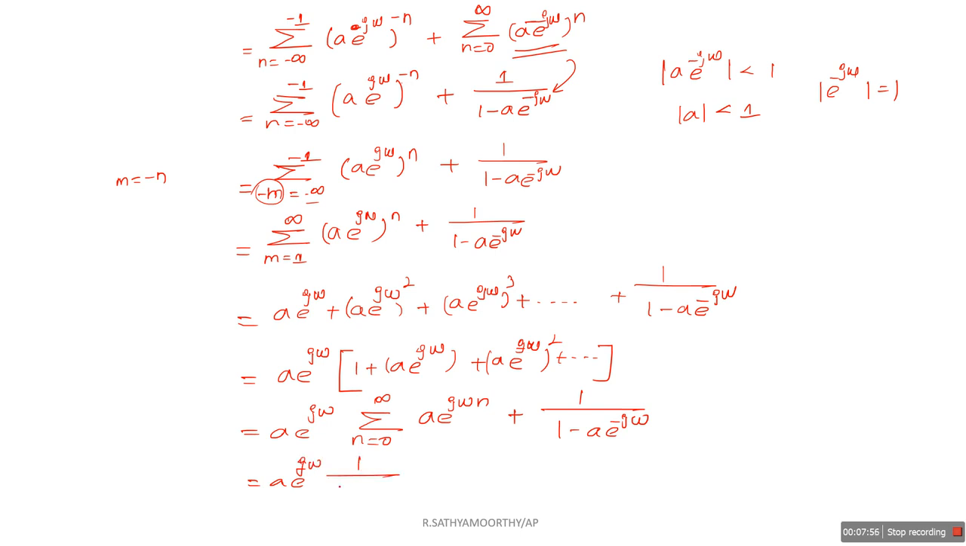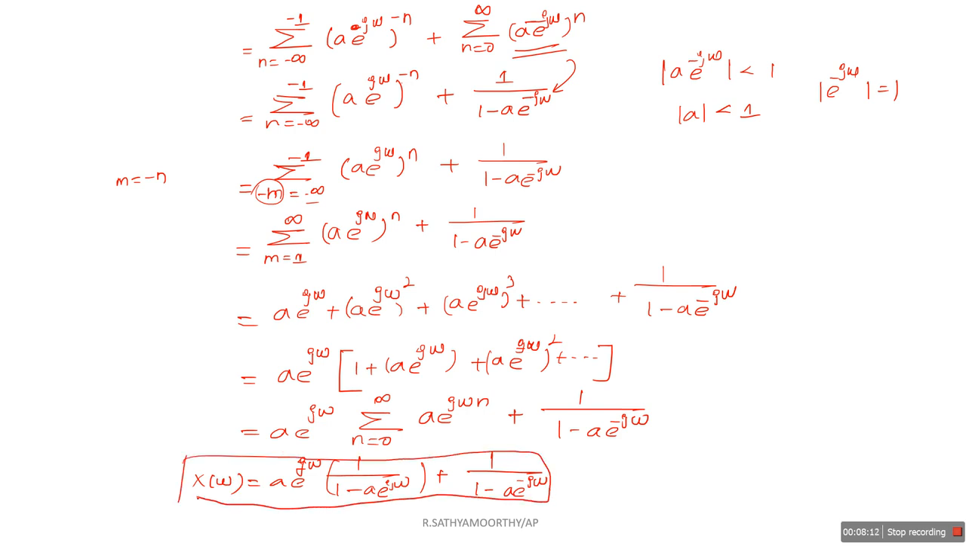Now the answer is a e power j omega over 1 minus a e power j omega, plus 1 by 1 minus a e power minus j omega. Now this is the answer for the given question.